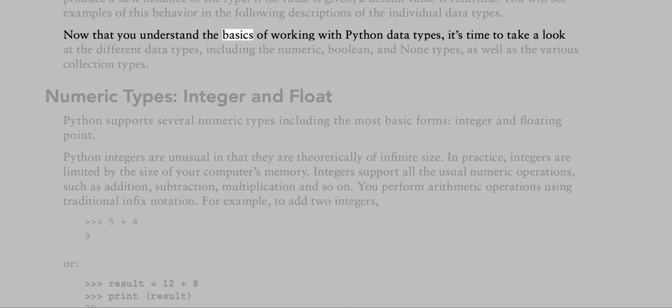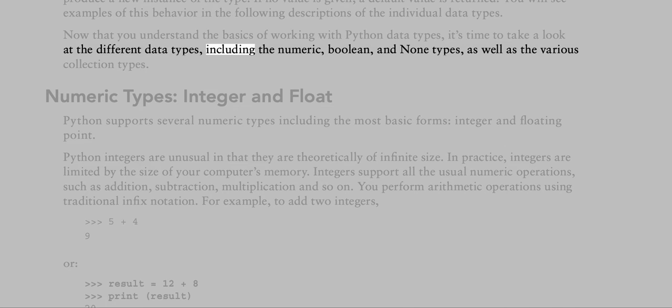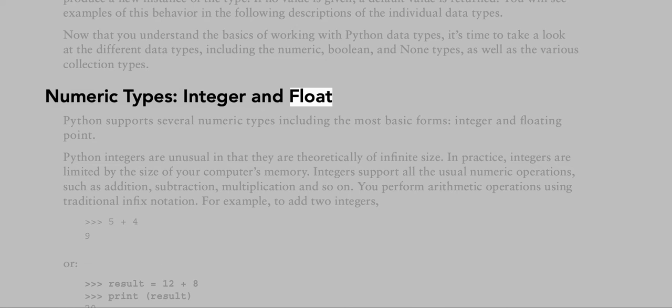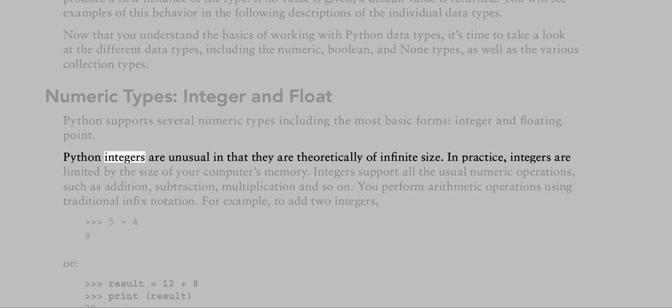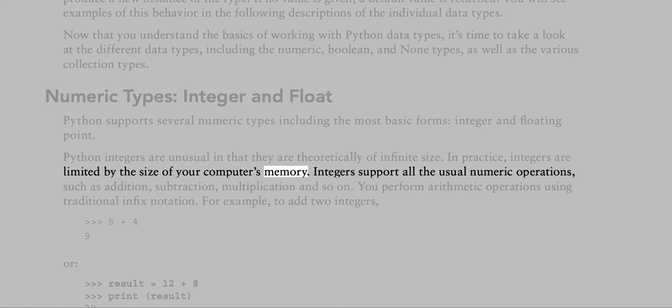Now that you understand the basics of working with Python data types, it's time to take a look at the different data types, including the numeric, Boolean, and none types, as well as the various collection types. Numeric types, integer and float. Python supports several numeric types including the most basic forms, integer and floating point. Python integers are unusual in that they are theoretically of infinite size. In practice, integers are limited by the size of your computer's memory.